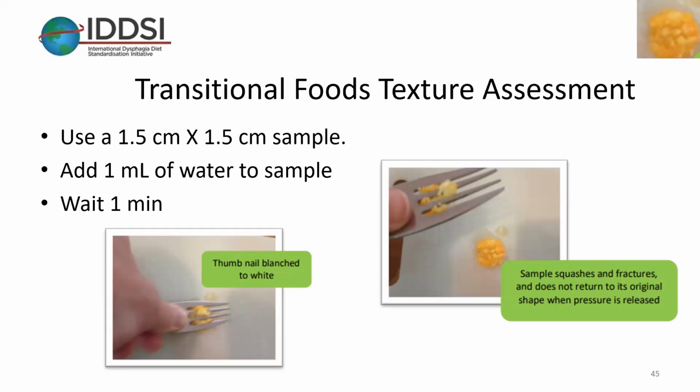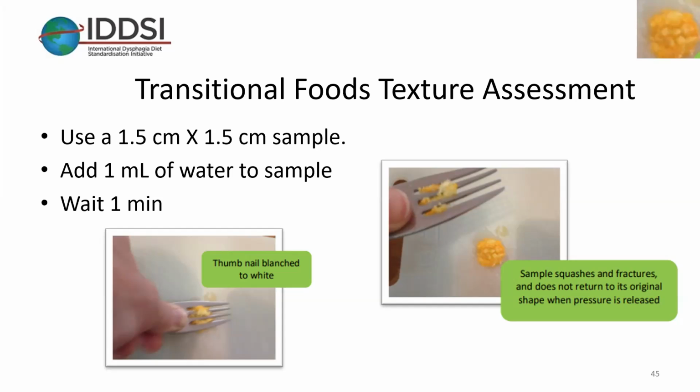So the concern always is, well, how do we test transitional foods, right? How can we take an item and then test it and assume what will be happening at the point of when the oral stage is ready to propel the bolus posteriorly and trigger that swallow. So again, the fork pressure test, right? The thumbnail blanching and the sample that doesn't return to its original shape once the pressure has been released. That's really what you're looking for.